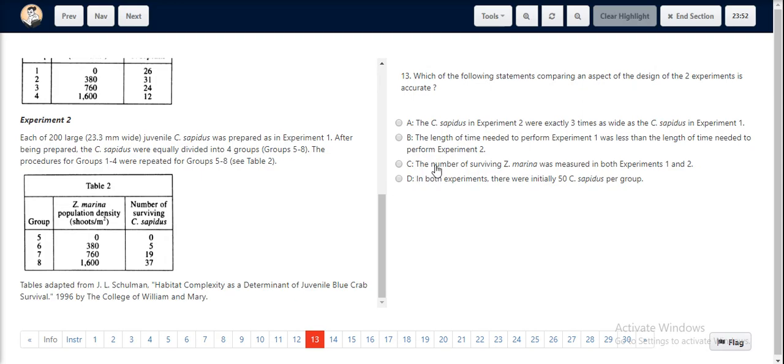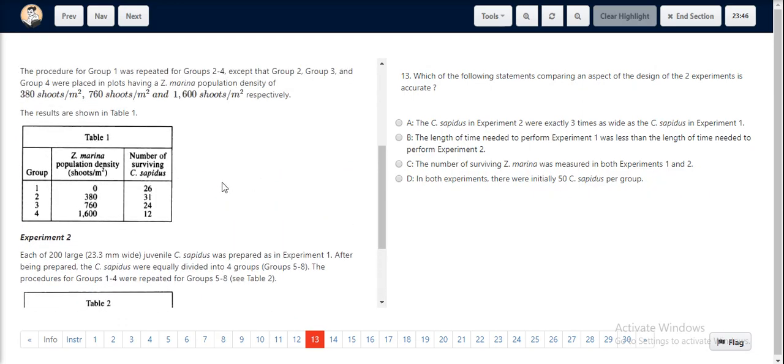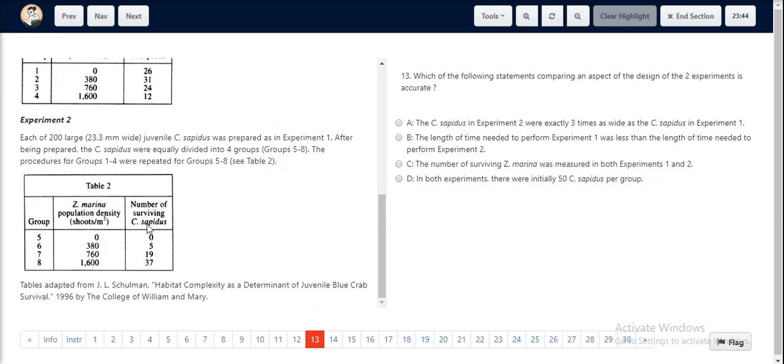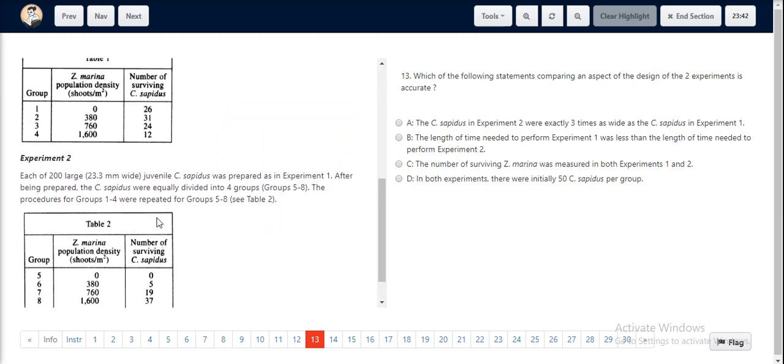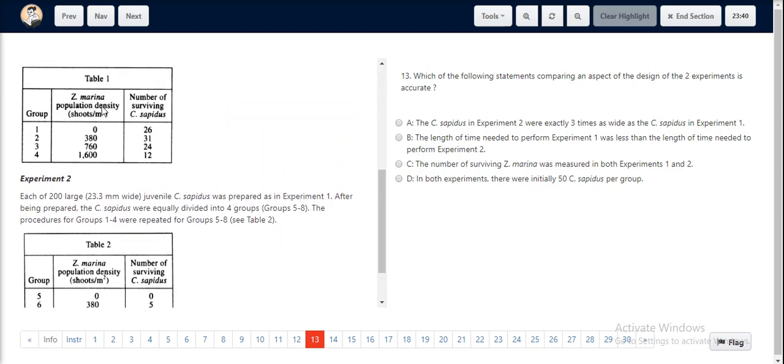Option C states the number of surviving Z. mariner was measured in both experiments 1 and 2. If you look at table 1 and table 2, we see the number of surviving C. sapidus were measured, whereas the Z. mariner population density was given, and the number of surviving Z. mariner wasn't measured in either of the experiments. Hence, option C is eliminated.